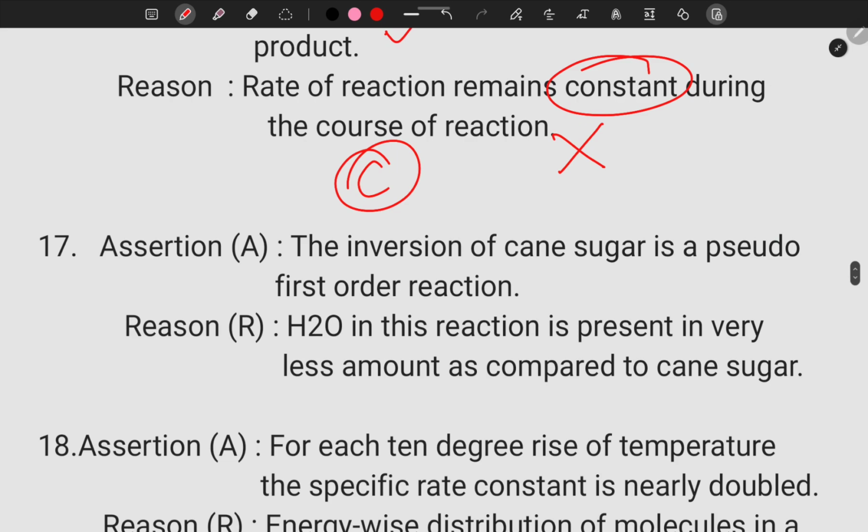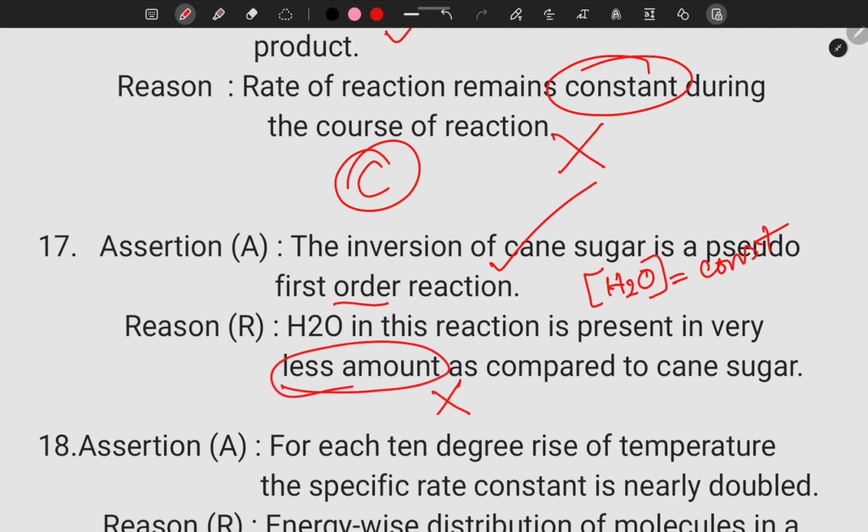17th question. The inversion of cane sugar is a pseudo first order reaction. It became pseudo first order because the concentration of water remained constant throughout the reaction. So that's why it became pseudo first order. H2O in this reaction is present in less amount. That's wrong statement. So assertion correct and reason wrong. So our option is option C.